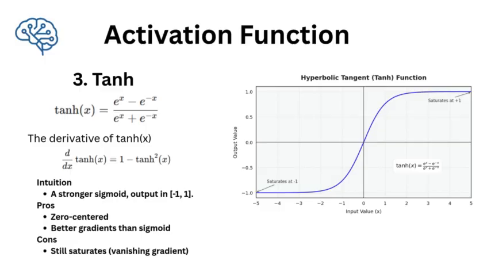However, tanh is not without limitation. For very large positive or negative inputs, the function still saturates, causing the vanishing gradient problem, especially in deep networks.